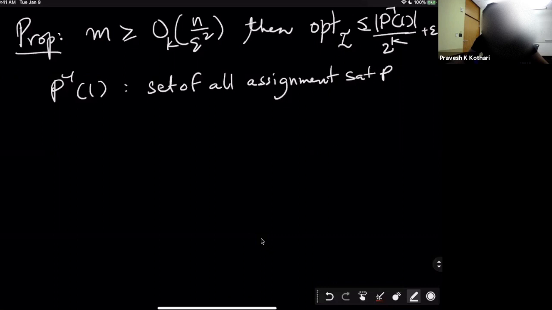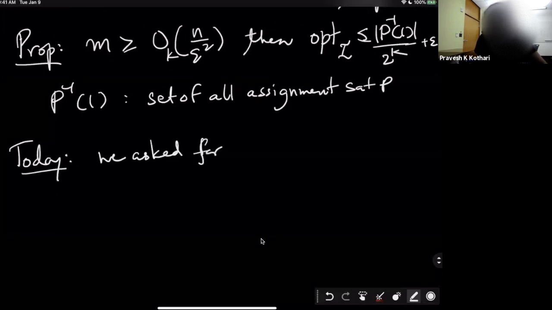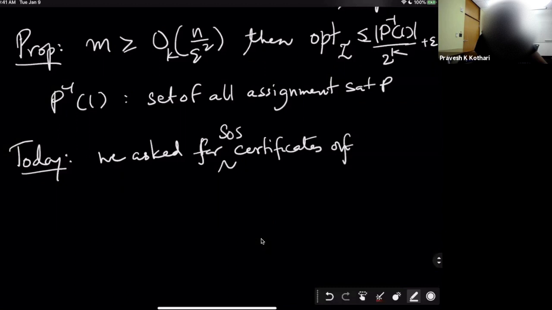The problem that we discussed today for XOR was to understand if there is an assignment that satisfies all the constraints of an XOR system, right? I want to now define that problem more generally for a random CSP instance P, okay? But in fact, let's maybe write it down. So today we asked for SoS certificates of feasibility for the random 3 XOR CSP.